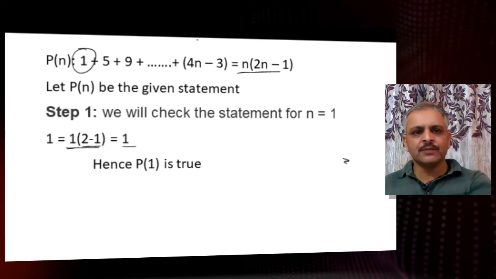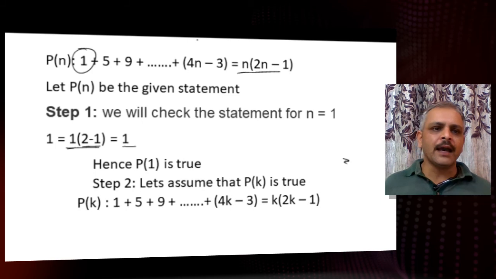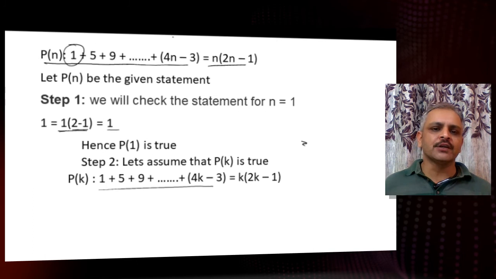Second step, we will assume that it is true for n is equal to k. So replace the n with k. So if I replace the n with k, it will be up to this.